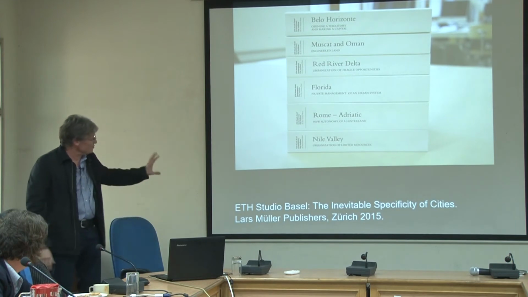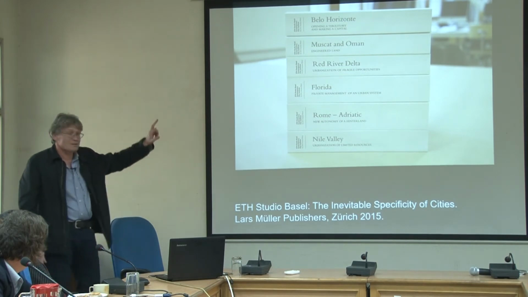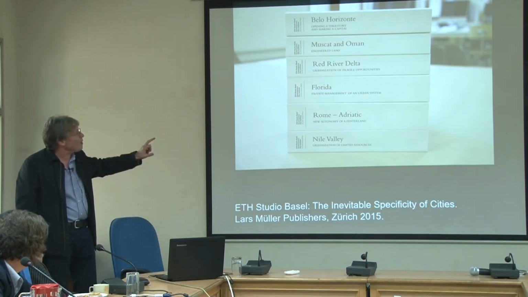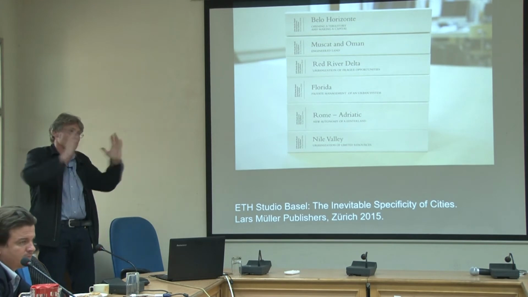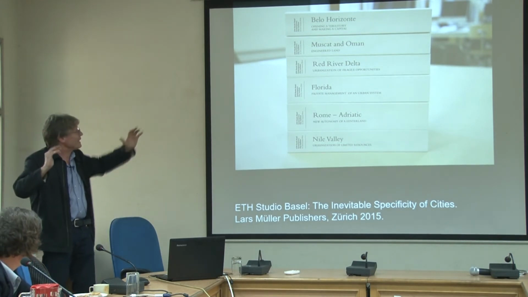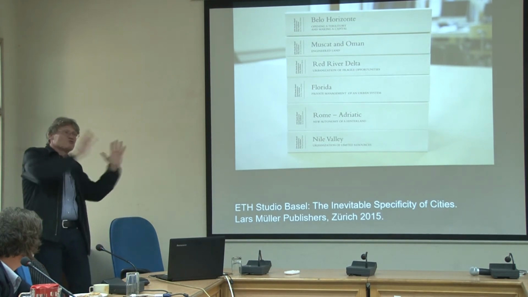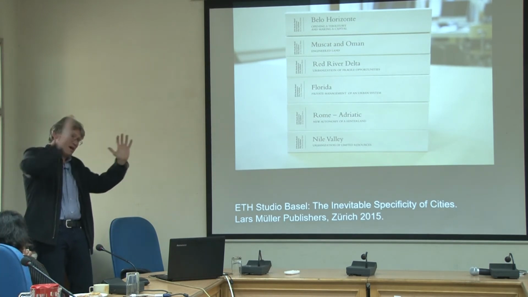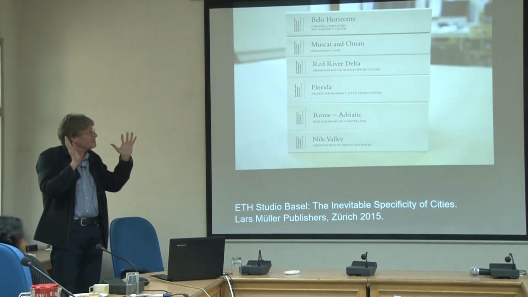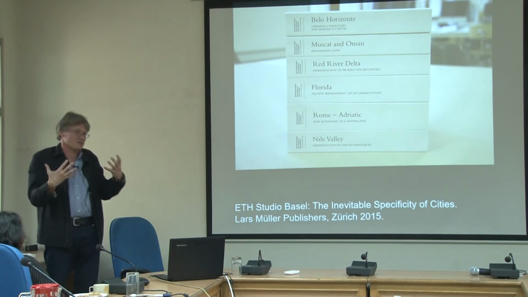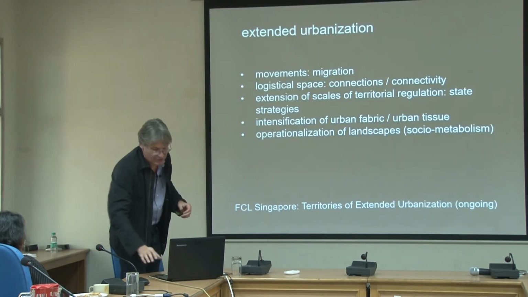Another result of the ETH Studio Basel is a project called Territory, which is now published, and it is a study of transects of about 200-300 kilometers in places like Belo Horizonte, Muscat in Oman, the Red River Delta, Florida, and a full transect between Rome and the Adriatic, across the Italian peninsula, trying to understand the different forms of concentrated and extended urbanization that are emerging on these territories.